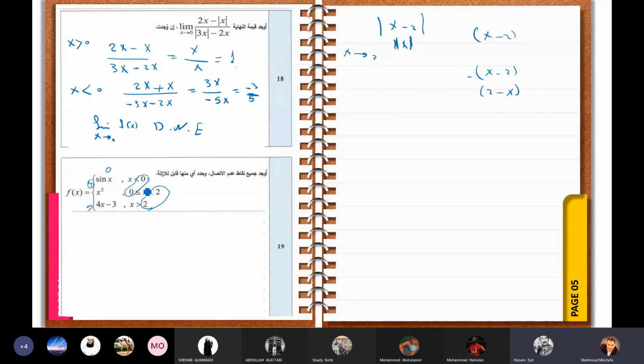Of course, here we have the equal sign. If we didn't have the equal sign here, it would be discontinuous. But we have the equal sign, which means f of 0 exists.